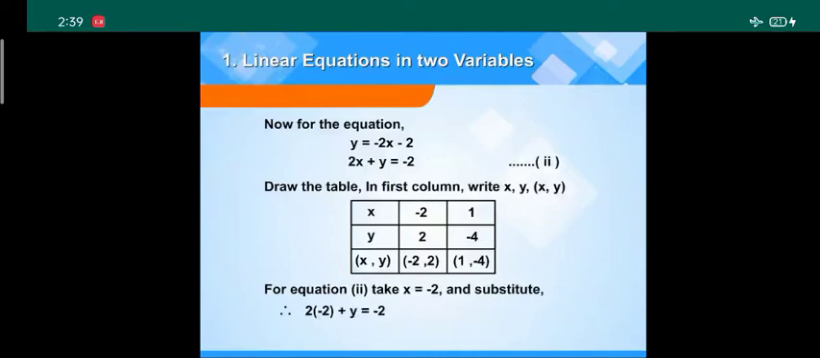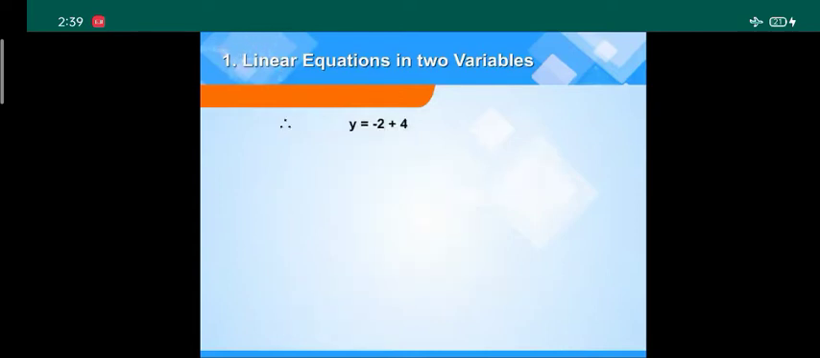Therefore, 2 into bracket minus 2 bracket complete, plus y is equal to minus 2. Therefore, minus 4 plus y is equal to minus 2. Thus, y is equal to minus 2 plus 4, which gives y is equal to 2. Therefore, coordinates of x and y are minus 2 and 2.